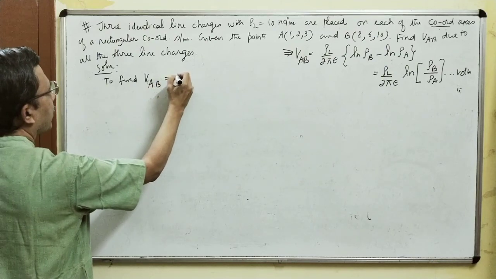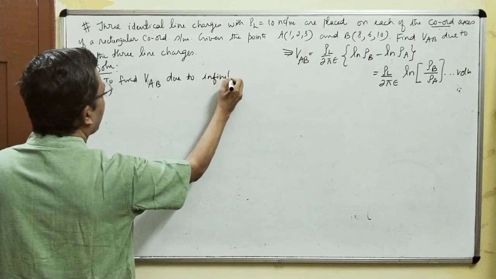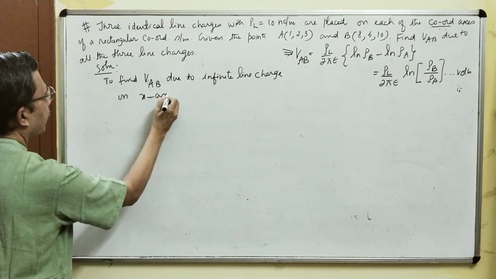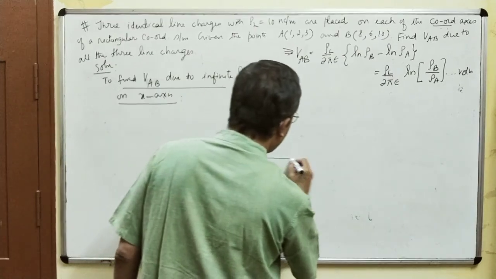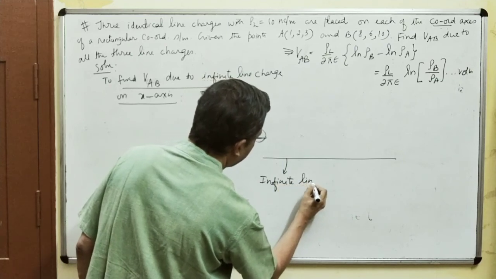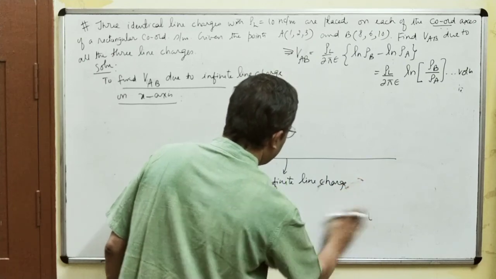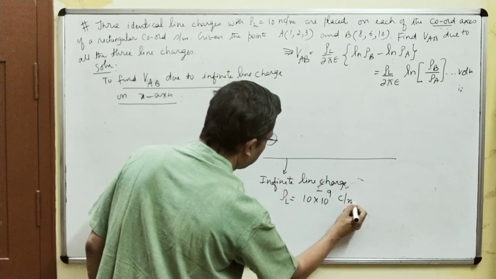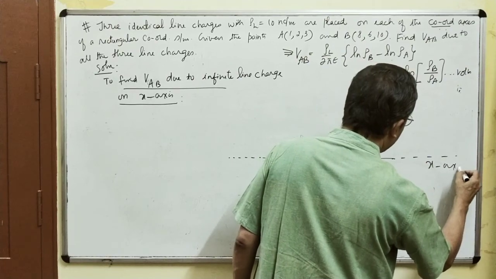To find VAB due to the infinite line charge on the X axis. So, this is the infinite line charge, with density. What is the density? Density rho L is equal to 10 into 10 to the power minus 9 coulombs per meter. It is kept on the x-axis.